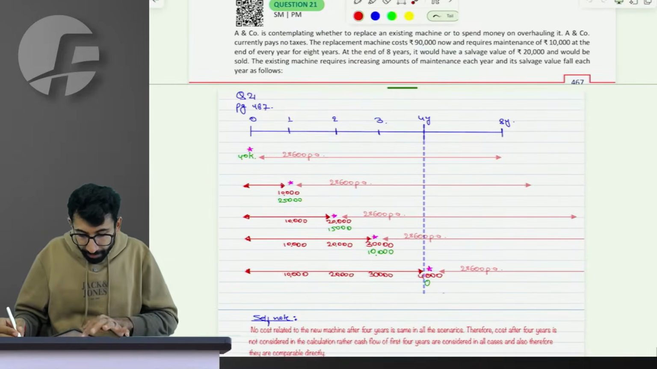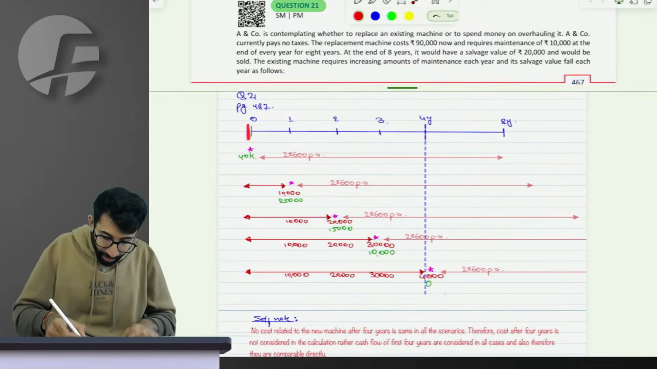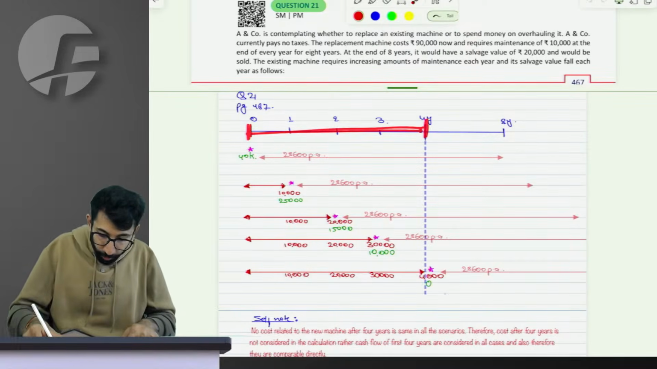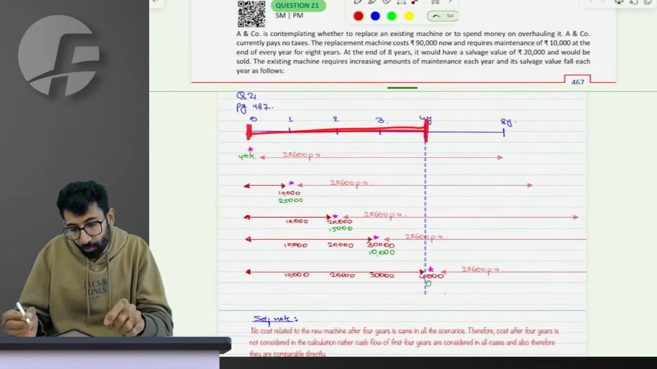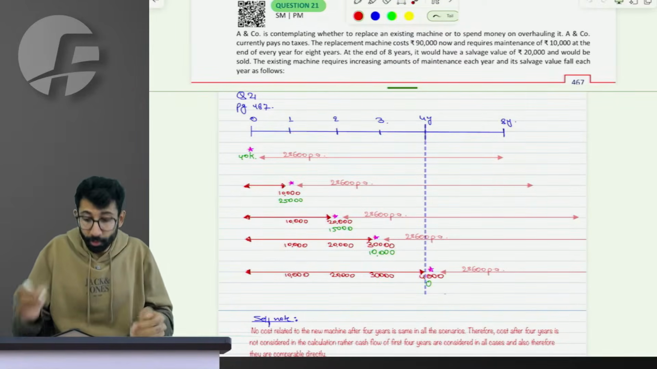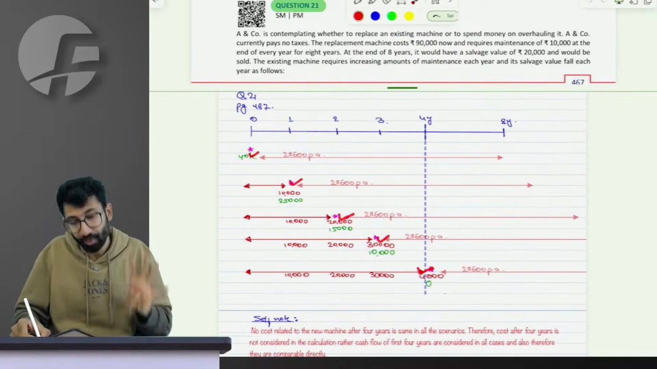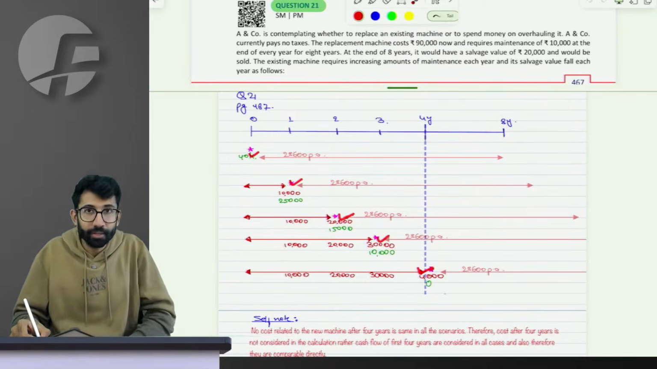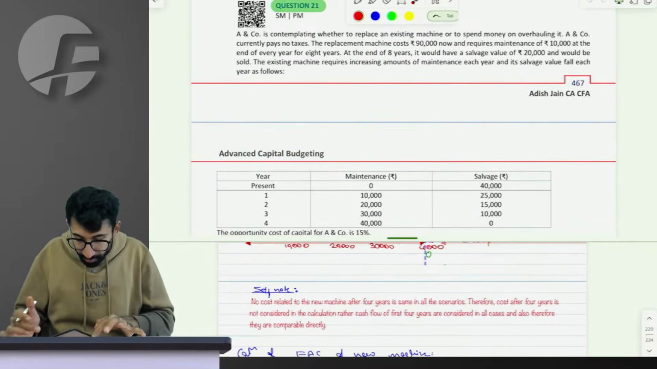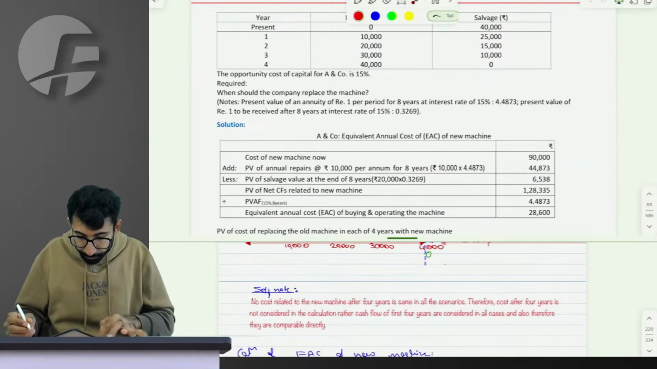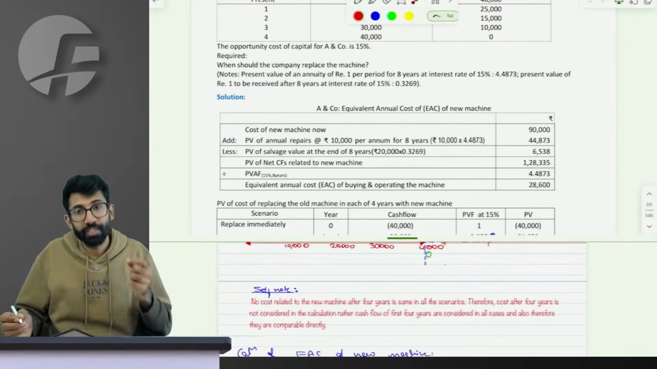They say that you have an existing machine now, which can at max be there with you for a period of 4 years, which means at the end of 4th year at max you will have to buy a new machine. But if you want, you can buy even now, or at the end of first year, second year, third year, fourth year. You have 5 choices in total, right? Question 1, should you buy the new machine or not? Sorry, the question says when should we replace the machine.